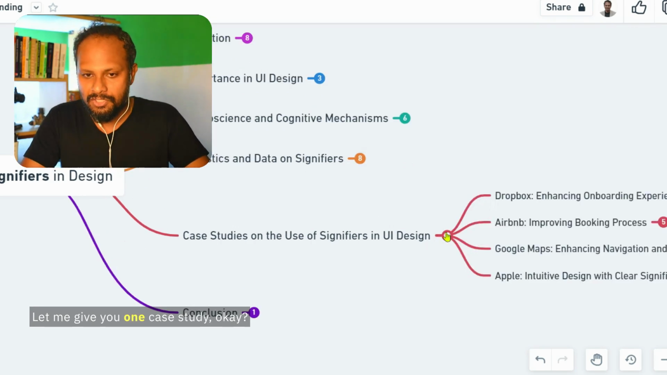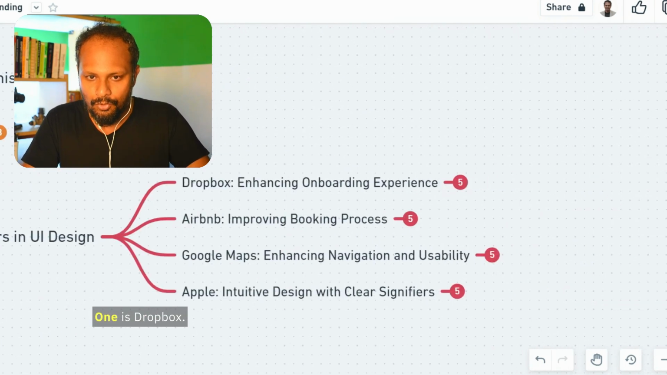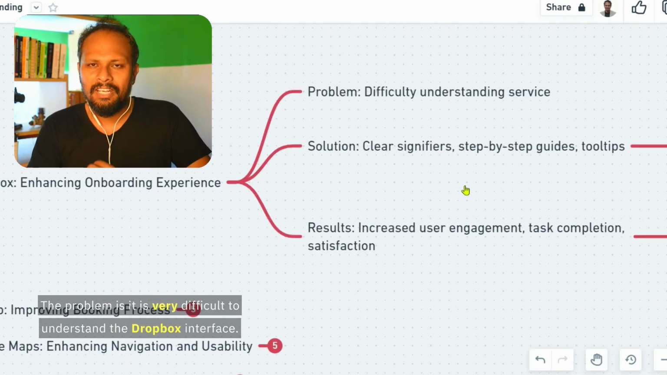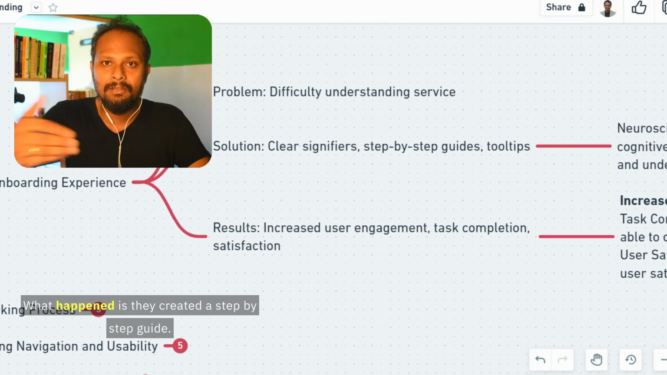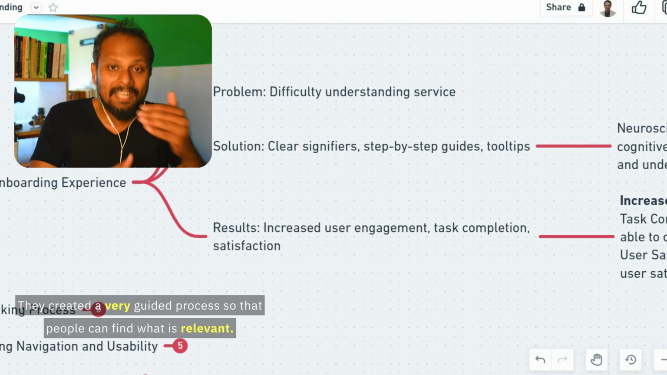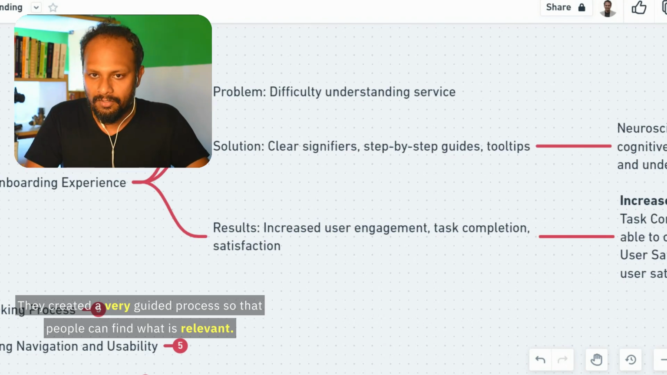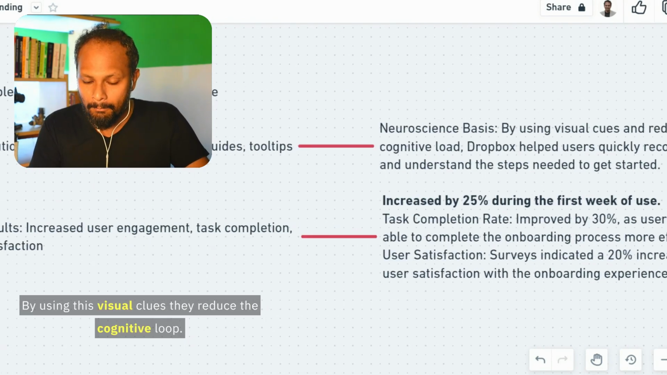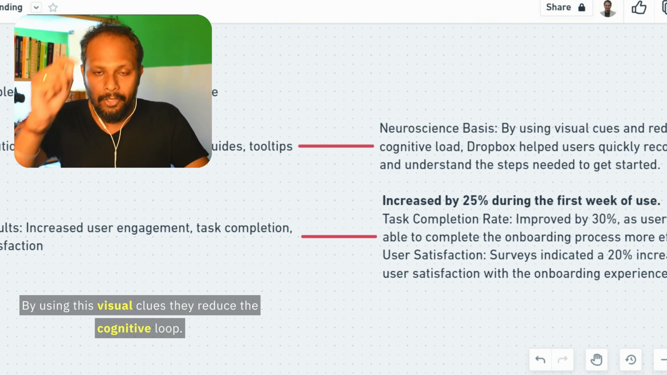Let me give you one case study. Okay, four case studies. One is Dropbox. The problem is it is very difficult to understand the Dropbox interface. What happened is they created a step-by-step guide, a very guided process so that people can find what is relevant. You know what the reason is? By using these visual cues, they reduced the cognitive load.